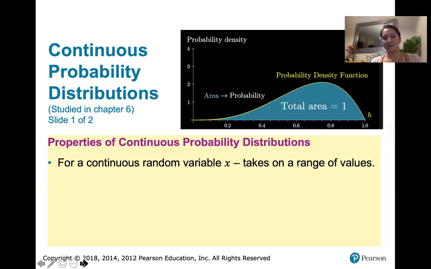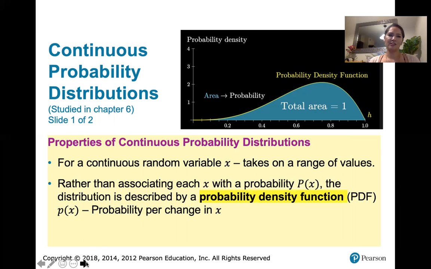So that random variable no longer takes on 3 values like 0, 1, or 2, or like when you're rolling a die, it no longer takes on 6 values, 1, 2, 3, 4, 5, and 6 as possible outcomes. With this continuous random variable, that variable takes on a range of values. That's why we need a curve to describe it.